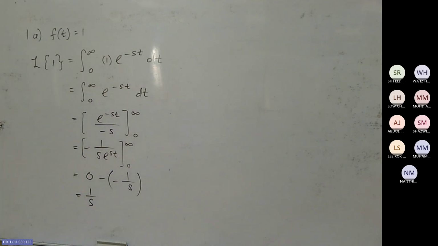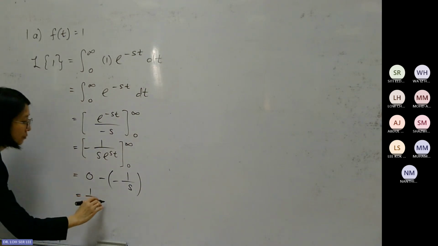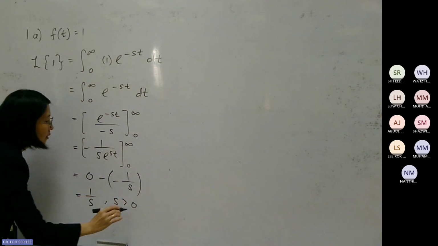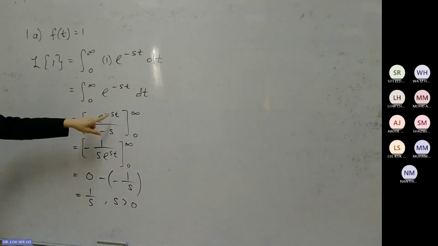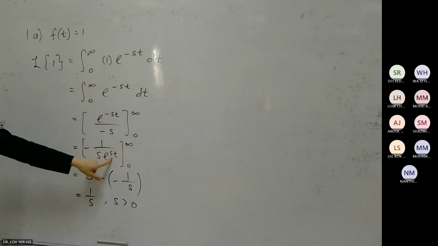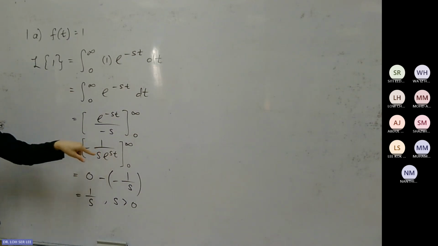So what is the assumption? What is the assumption? S is greater than 0, because of this one here. We assume s is positive. That's why your exponential can stay in the denominator.